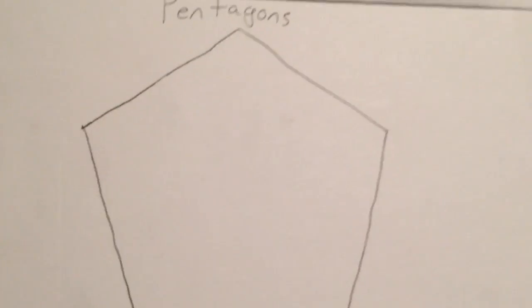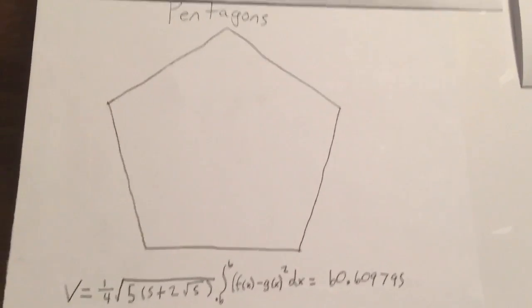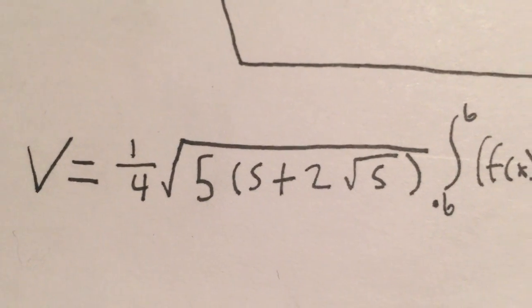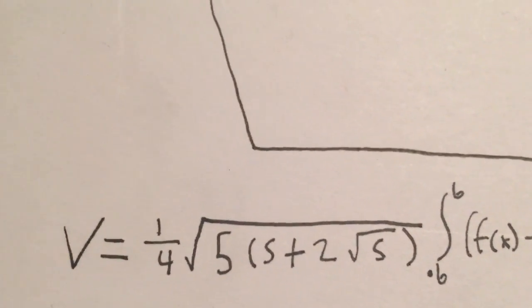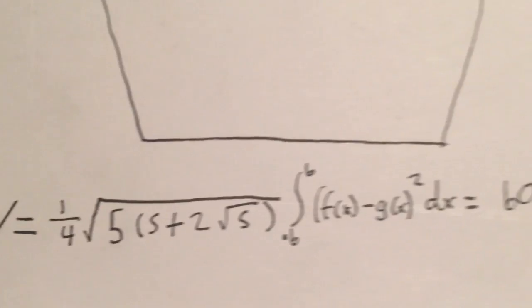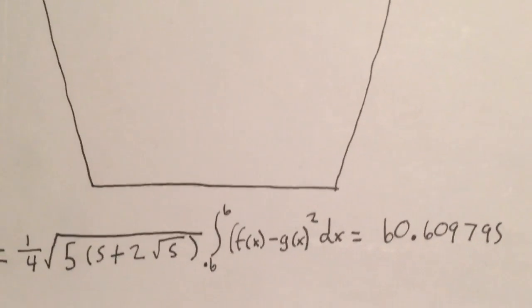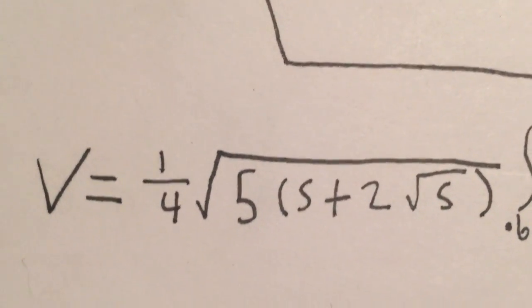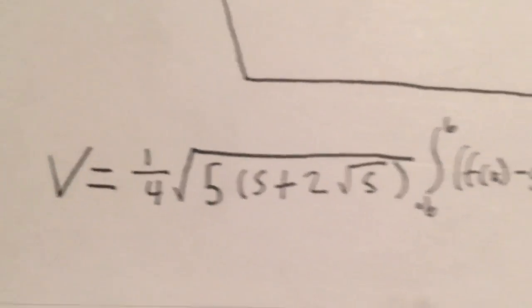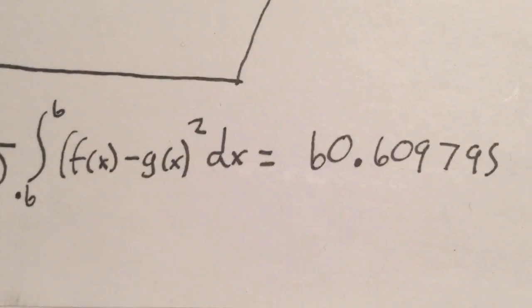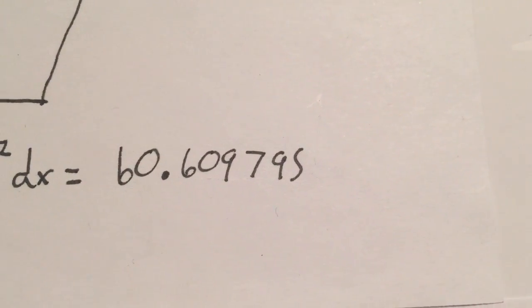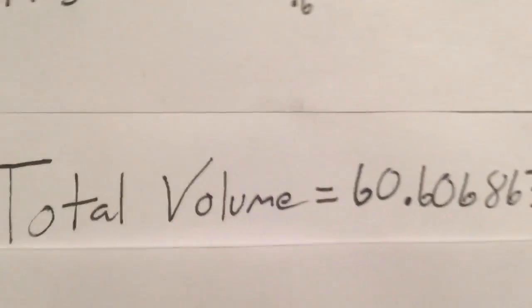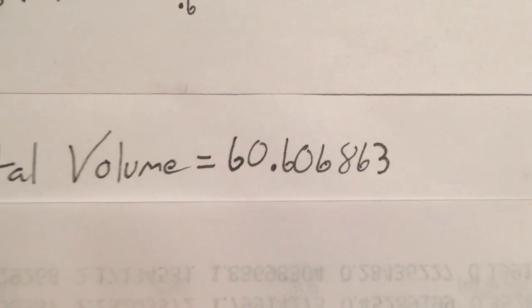For pentagons, this one was a little confusing. I had to Google the formula, and what I got was the integral from 0.6 to 6 of f of x minus g of x squared times that thing, the glomp, with respect to x, equals 60.609795. And when I got my Excel sheets, I got 60.606863.